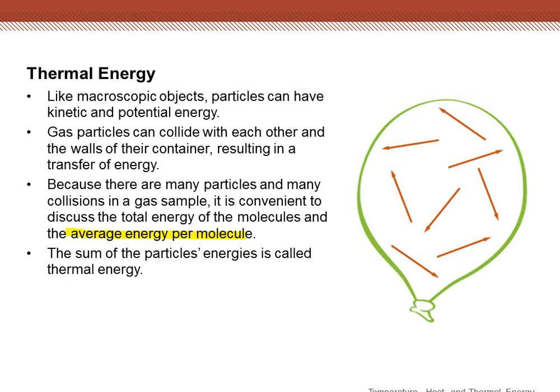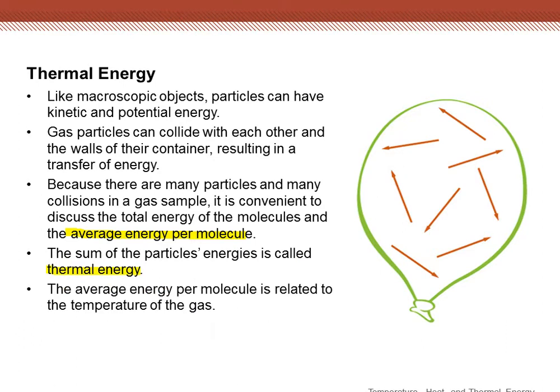The sum of the particles' energy is called the thermal energy, whereas the average is called the temperature. And so there's a distinct difference between these two. The total energy of all the particles is thermal energy, but the average energy per particle is called the temperature.